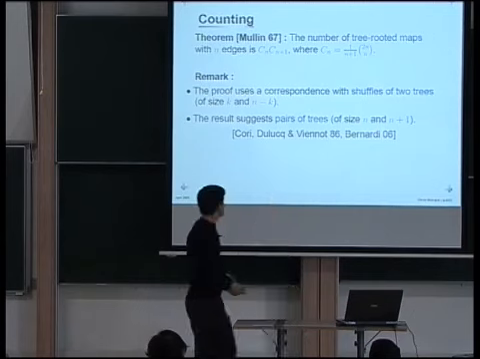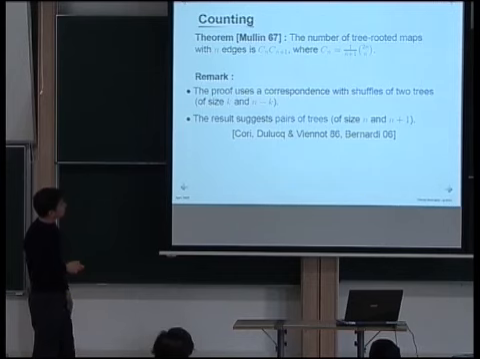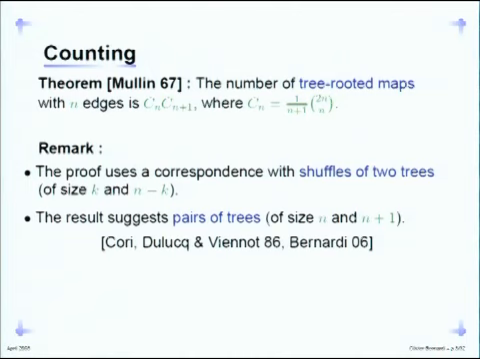And I should mention that the proof uses a correspondence of two-rooted maps with shuffles of two trees, or maybe I should write shuffles of two parenthesis systems. But the result here suggests a pair of trees. And this was what led Cori, Dulucq and Viennot to look for a bijection. And this one is a bit more direct, working on maps.